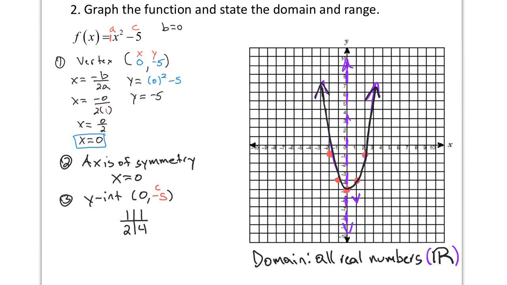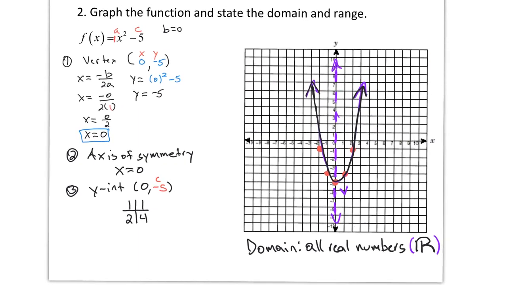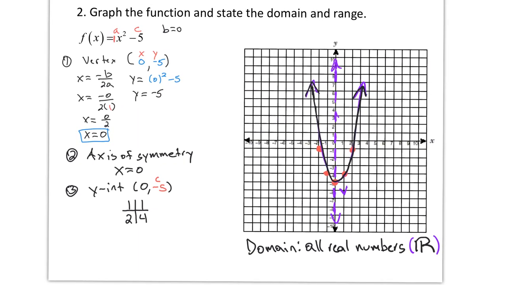My range, it depends on the vertex. So let's talk about the range. Now the range are the y values. And let me write down the range here. So we want to know range, y values. What are the y values that work for that function? So if you pay attention to the actual shape, the vertex is at -5 on the y-axis. So the y values are in the same direction as the parabola.